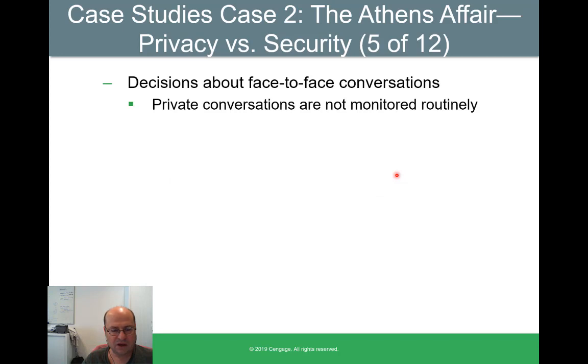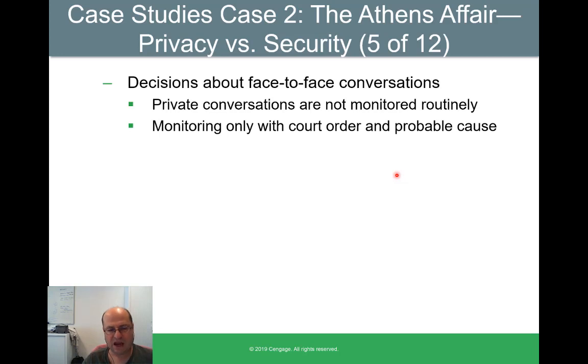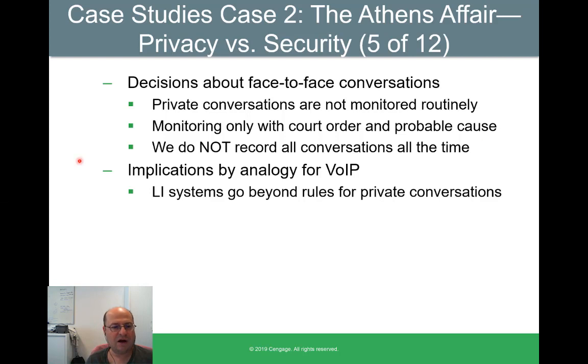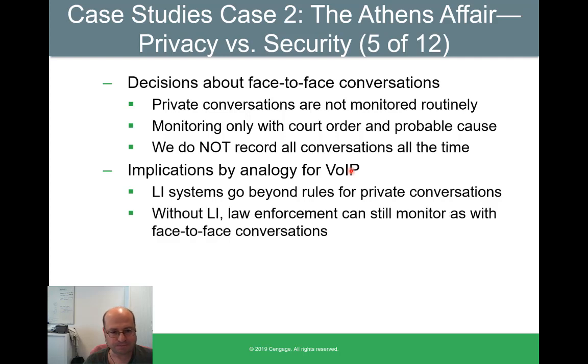Let's see that. Private conversations are not monitored routinely, and they can be monitored only with court order and probable cause. And we do not record all the conversations all the time. Implications with respect to the analogy with voice over IP: the lawful intercept systems go beyond rules for private conversations. It's meant for them to be recording conversations all the time, in every single conversation, not only conversations that had a court order to be recorded.